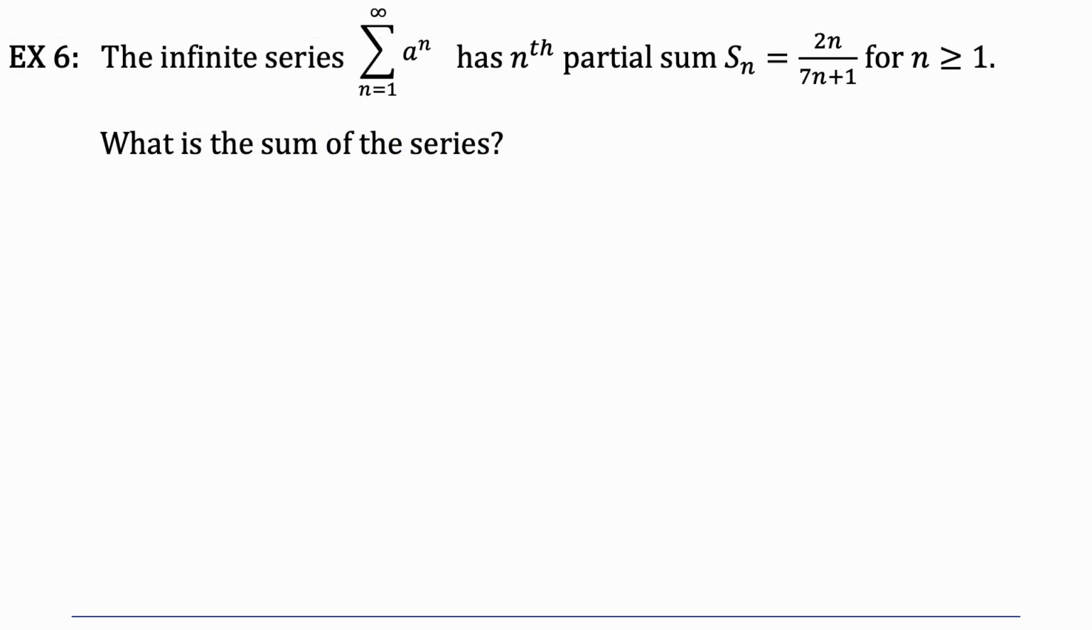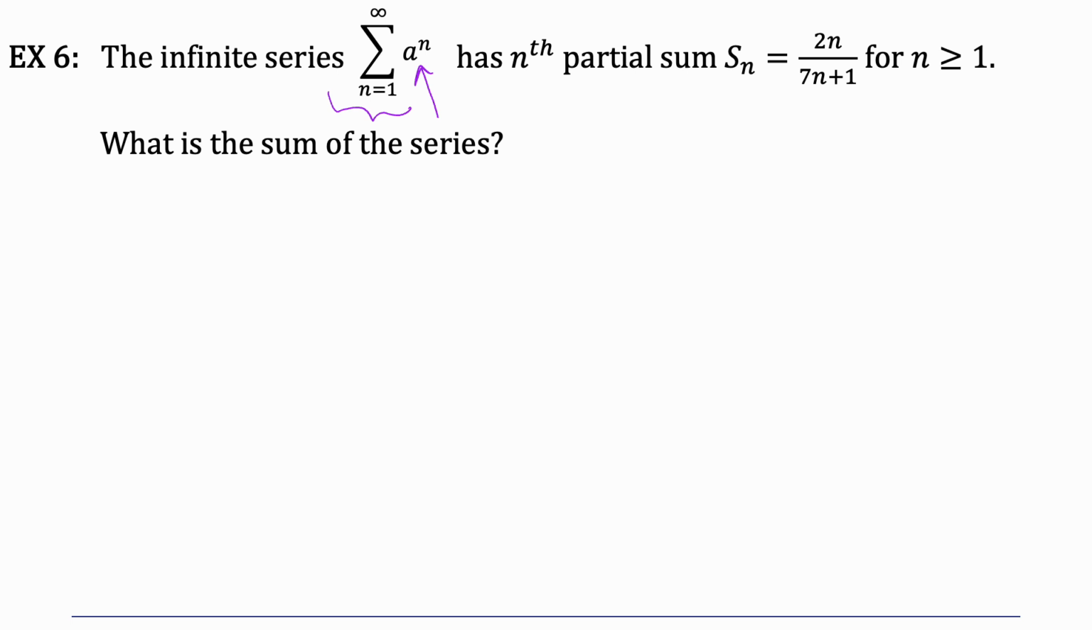You may also see a problem that looks like this. An infinite series, so we have a summation of a bunch of terms, has an nth partial sum of s sub n equals 2n over 7n plus 1 for all n greater than 1. What is the sum of the series?